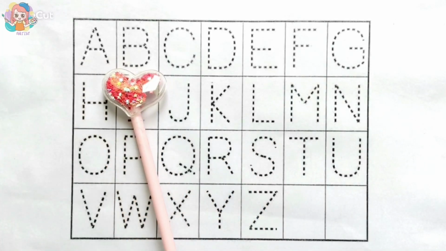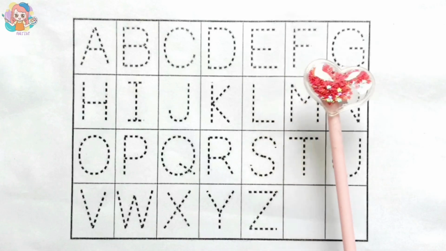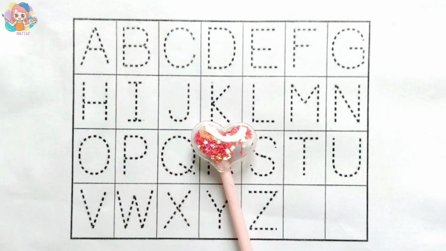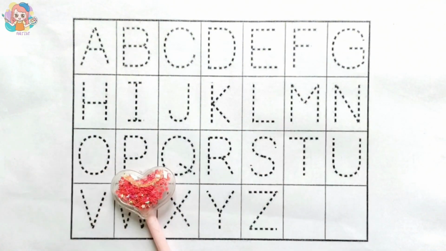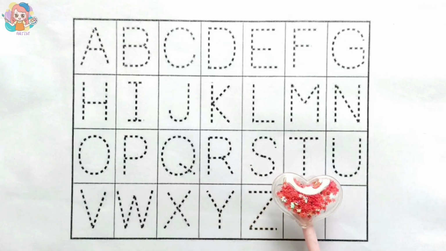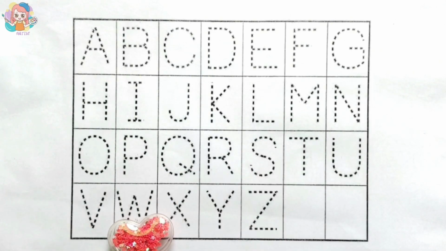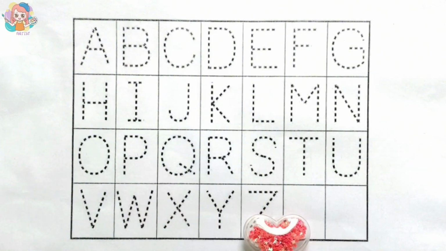I learn uppercase letters A, B, C, D, E, F, G, H, I, J, K, L, M, N, O, P, Q, R, S, T, U, V, W, X, Y, and Z.